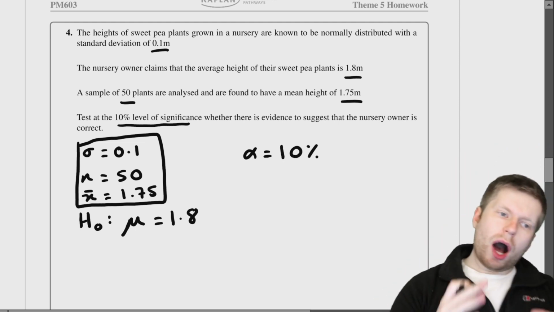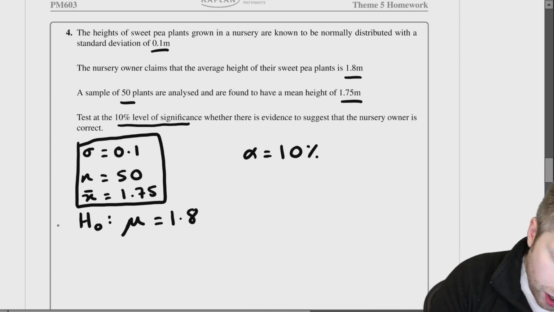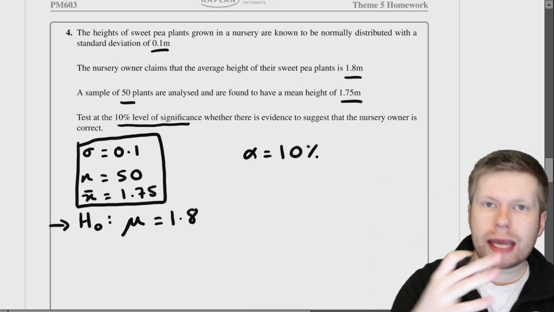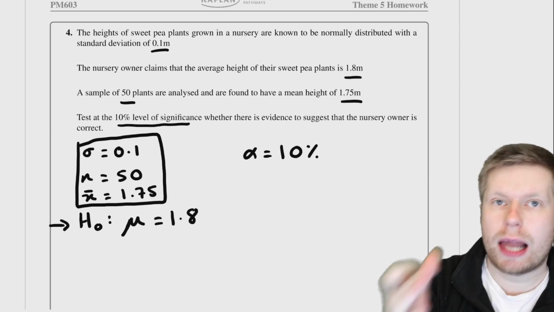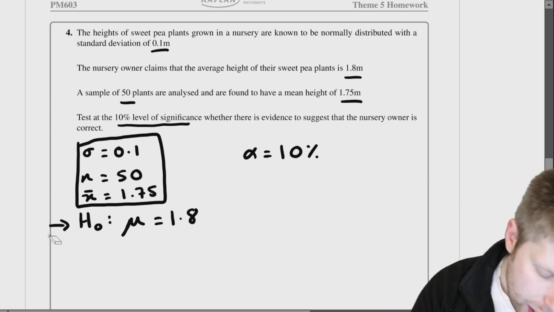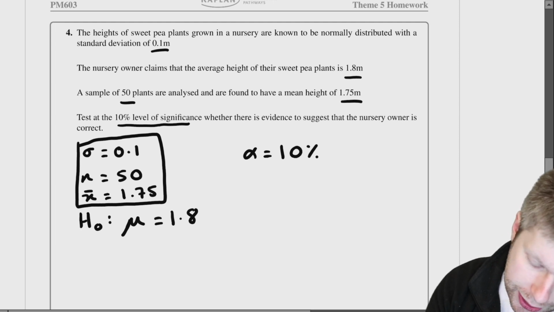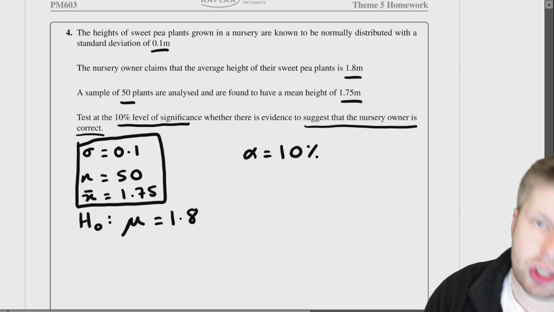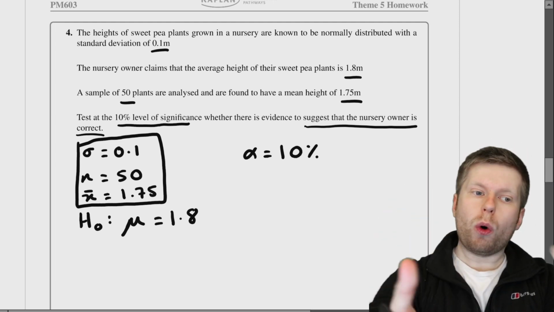So what other information do I need? Well, I've got my null hypothesis. I now need my alternative hypothesis to work out what type of test I'm going to be doing: left-tailed, right-tailed, or two-tailed. So let's think. I need to find evidence to suggest that the nursery owner is correct. So they're either correct or they're incorrect.